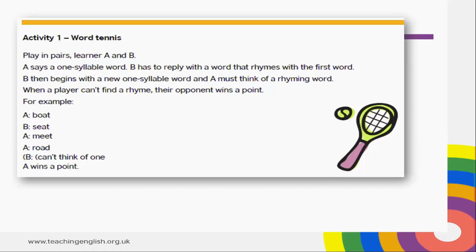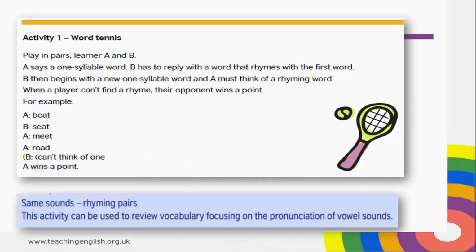So we would go like this. If I missed something, she would be the winner. And this is reviewing our vocab. We can do it in this way. We can review the intonation, the syllables, or in what occasions do we use this activity? We use it for same sounds, for rhyming pairs, as we did together.